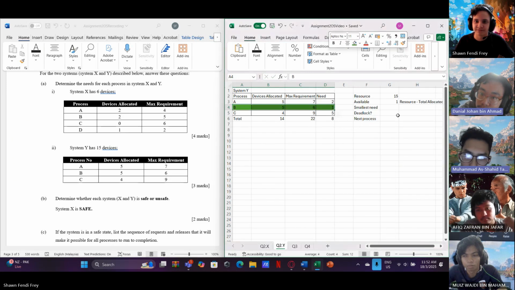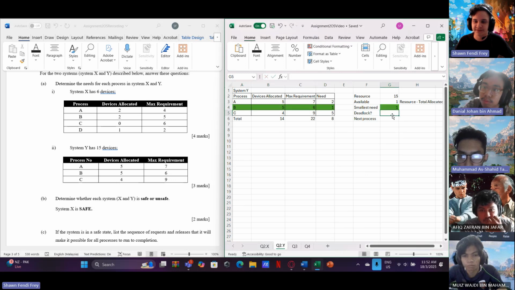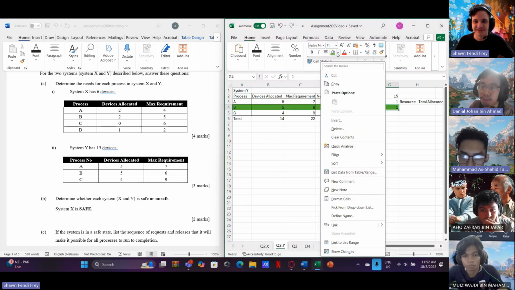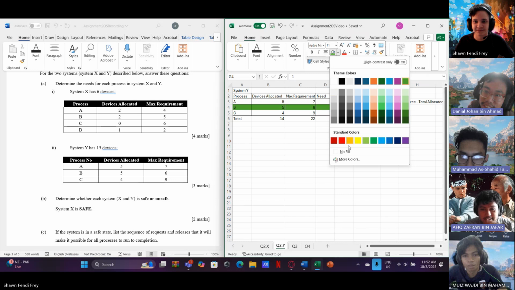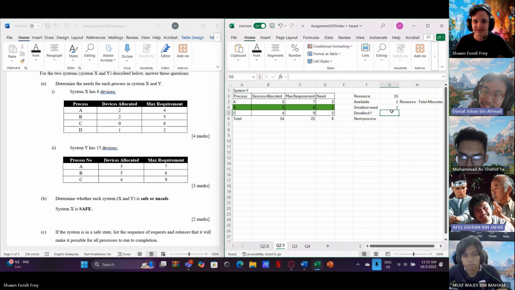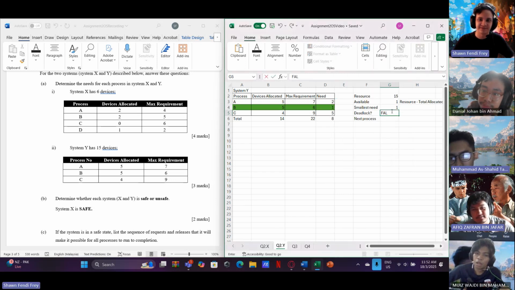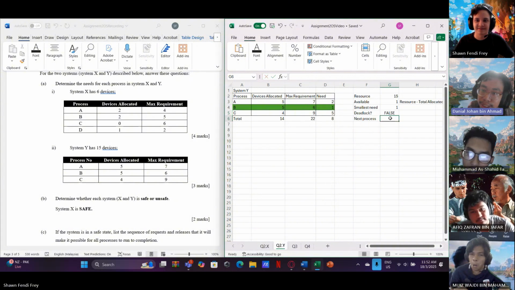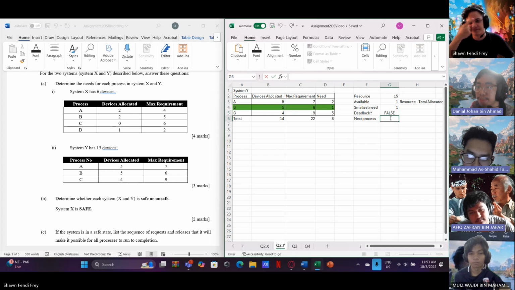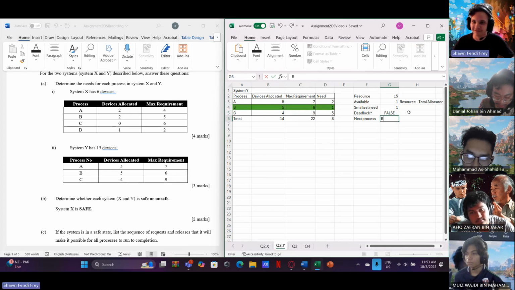So we will be picking process B. Does deadlock occur? No. Available is equal to smallest need, so no. The next process is B.